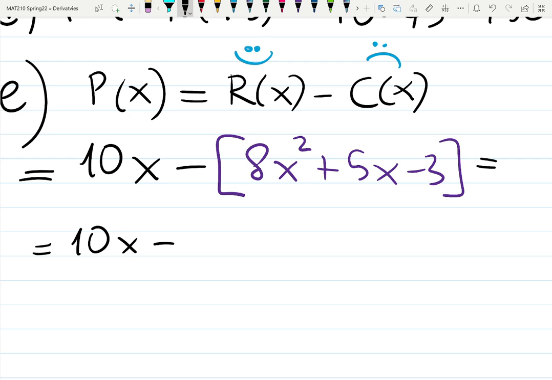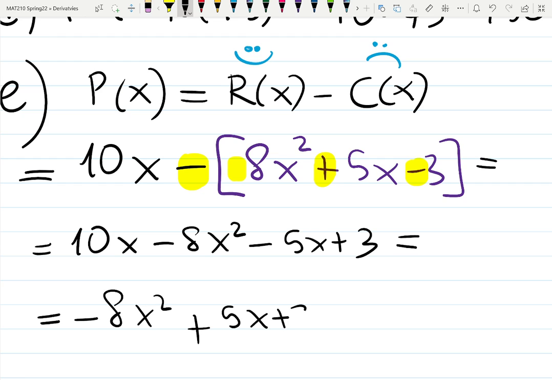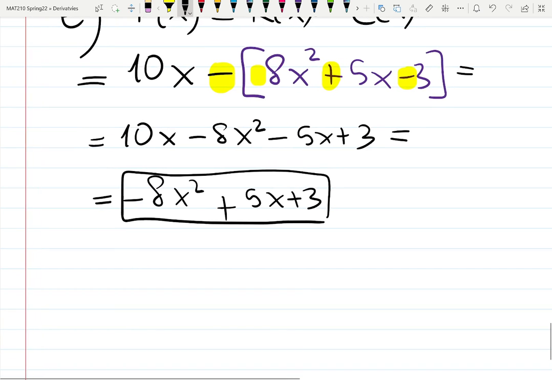10x minus 8x squared minus 5x and plus 3. This is very important, very important. The negative sign should be distributed everywhere. Collect the terms. It will be minus 8x squared plus 5x plus 3. Put it in the box. This is your profit function.